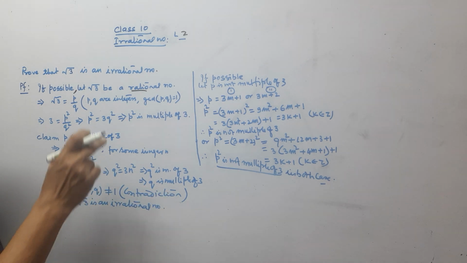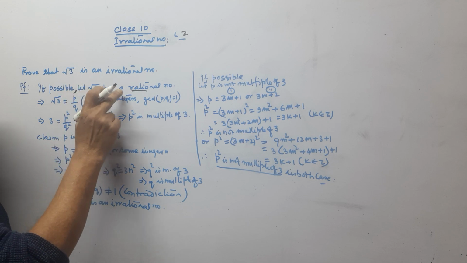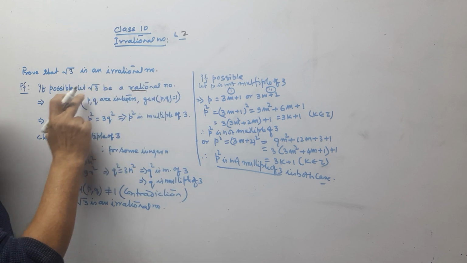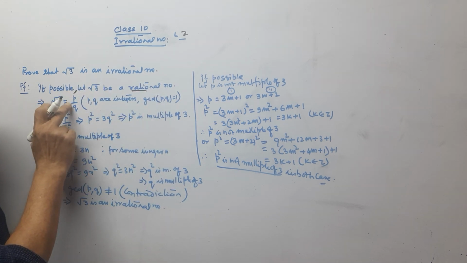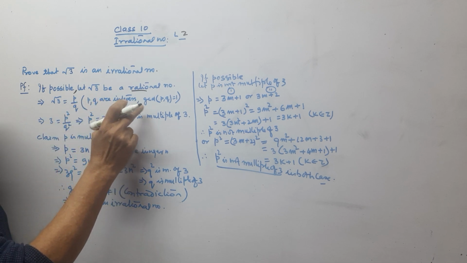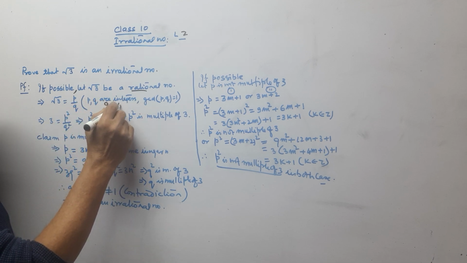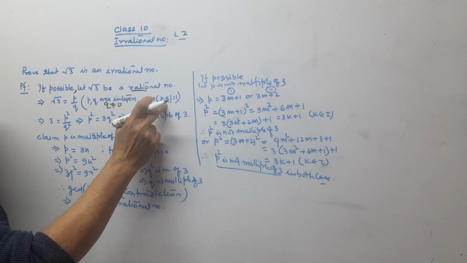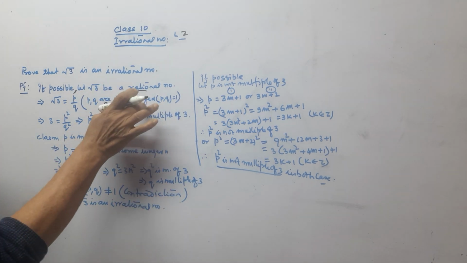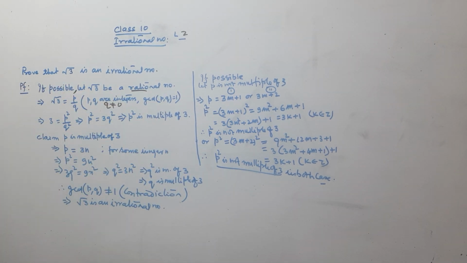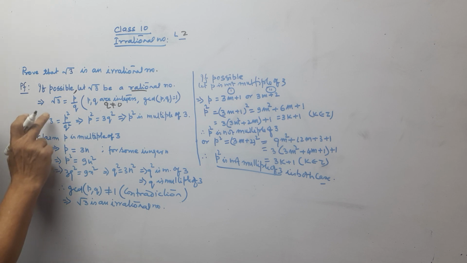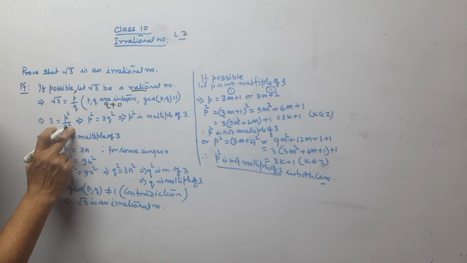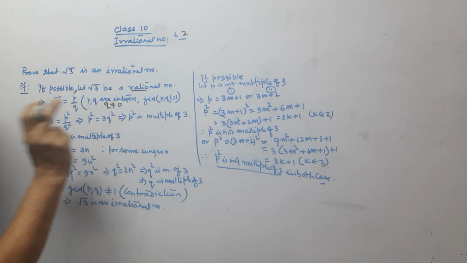Okay. So suppose root 3 be a rational number, then this will satisfy the definition of rational number. Root 3 is equal to p by q. P and q are integers. Q is not equal to 0. And GCD means HCF, greatest common divisor, of p and q is 1. Under this condition, this p by q is the rational number. Now see, do the whole square both sides. This is 3 is equal to p square by q square. Then p square is 3 times q square.